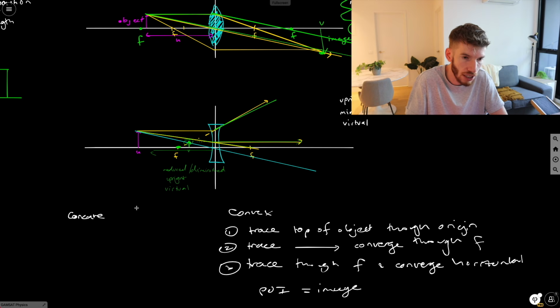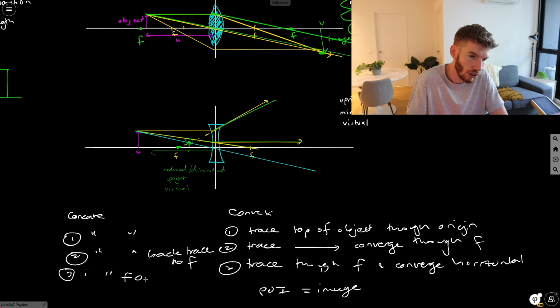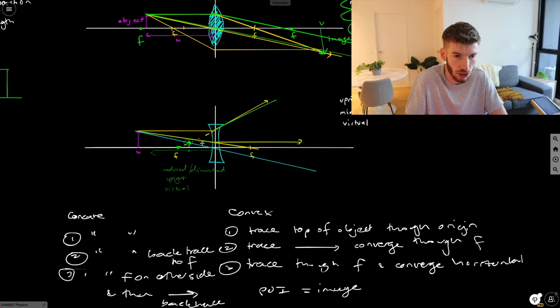And we can do the same kind of thing. So with concave, step number one, literally the exact same. Step number two, technically the exact same, but you'll have to backtrace because you have to diverge the light, right? Backtrace to F. And then step number three is run through F on the other side though, and then run horizontal and backtrace like that. Backtrace horizontally, and then you get your image there. The point of intersection is the image again, and that's the two.